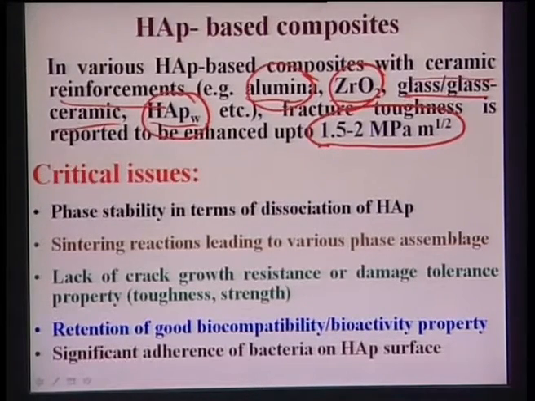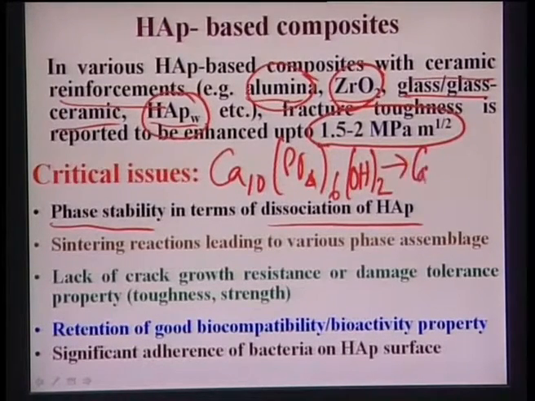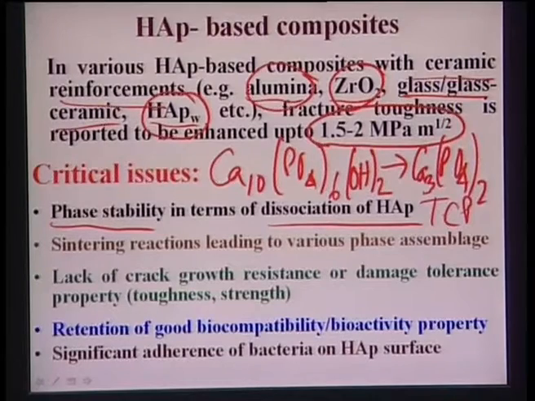The first one is the phase stability in terms of the dissociation of hydroxyapatite. Now, hydroxyapatite, as you know, has the formula Ca10(PO4)6(OH)2. Now, this can be transformed to Ca3(PO4)2, which is called tricalcium phosphate. This tricalcium phosphate is popularly known as TCP, and it has two polymorphs, one is alpha TCP and one is beta TCP.